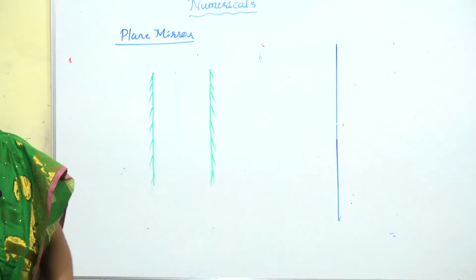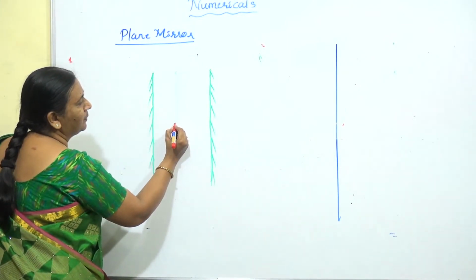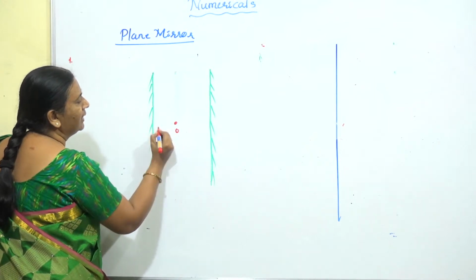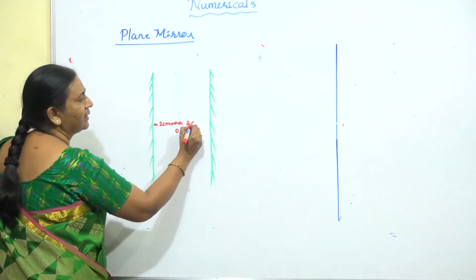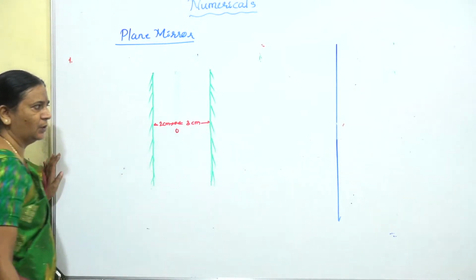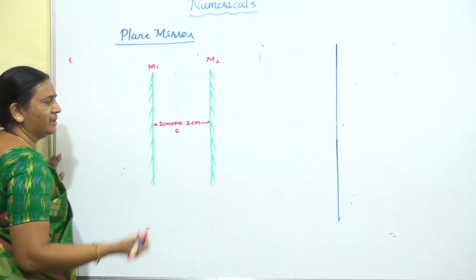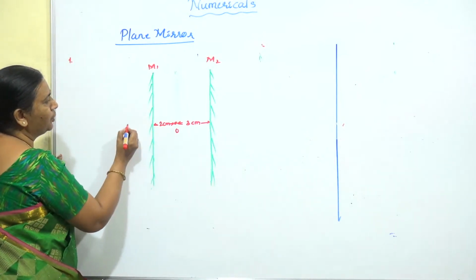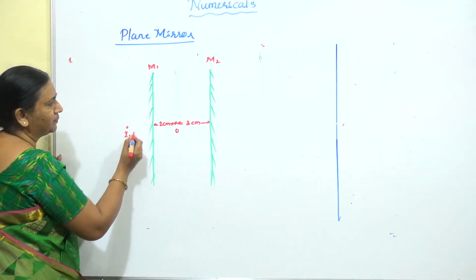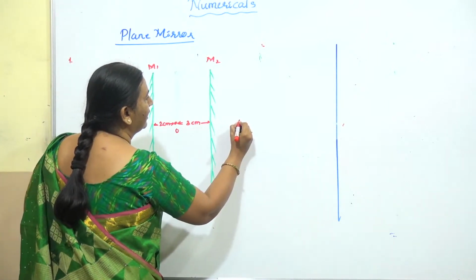If I keep an object between them, say suppose I will keep it here. This is our object. I will give the example directly: this side 2 centimeters, this side 3 centimeters. Let me call the mirrors M1 and M2. Sometimes they number them X, Y, or whatever it is. So the first image formed due to this side is at 2 centimeters only, I will call it I1. And this side I call it I2. This will be at 3 centimeters.